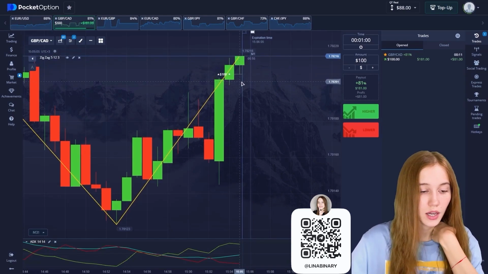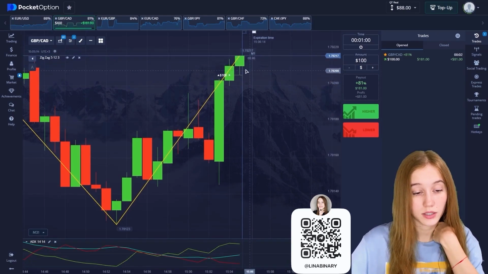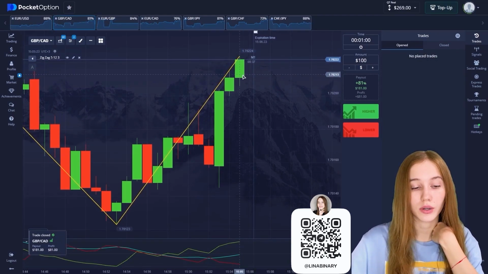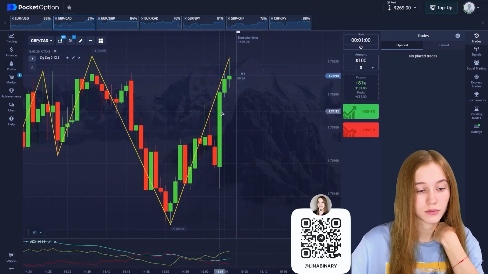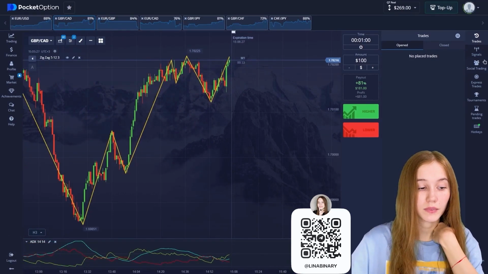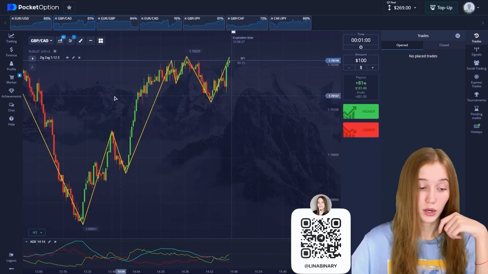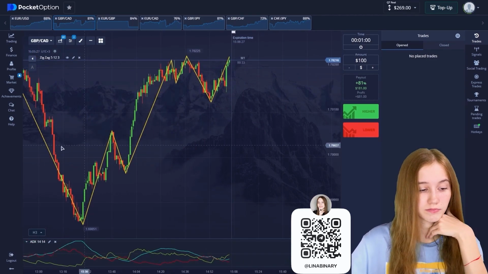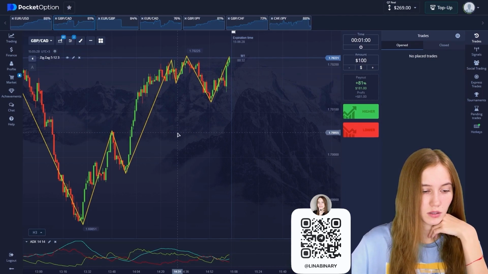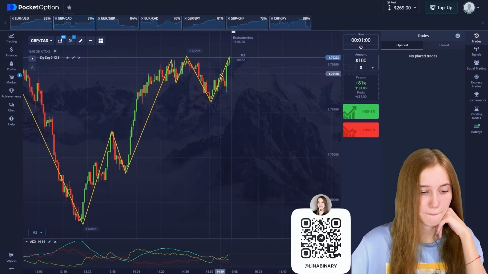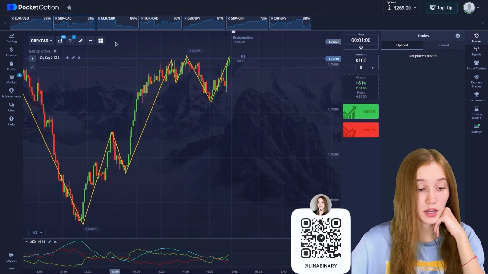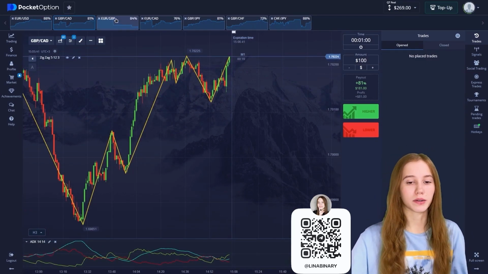Zoom. Here we see the deal should close in plus, I think. Yeah, good. Our profits, let's see. Our deal is in plus. Let's move on to the next concept.